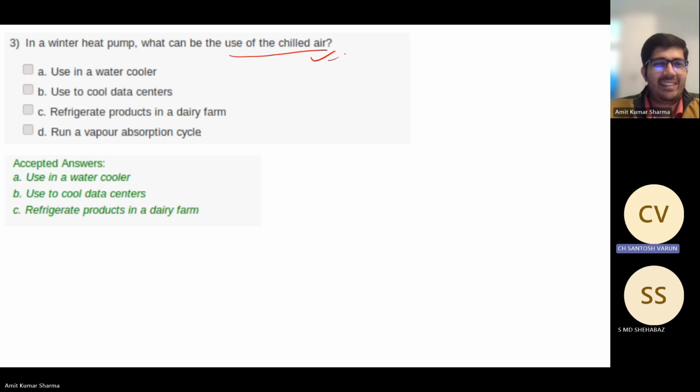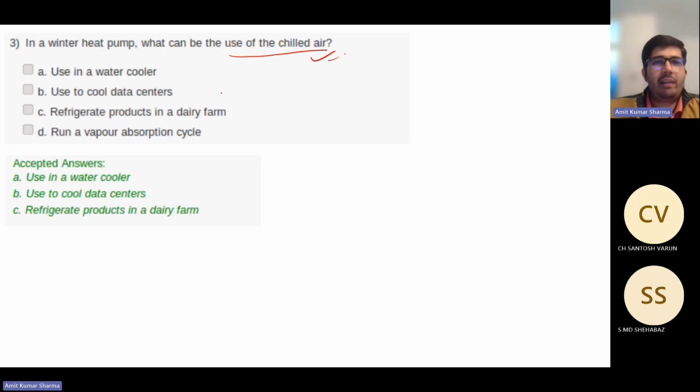I'm just circling around the vapor absorption cycle. How will it be happening? There a heat source is required, but not a cooling source. In the vapor absorption cycle, you have to give the heat source in some regenerator or something. Correct.